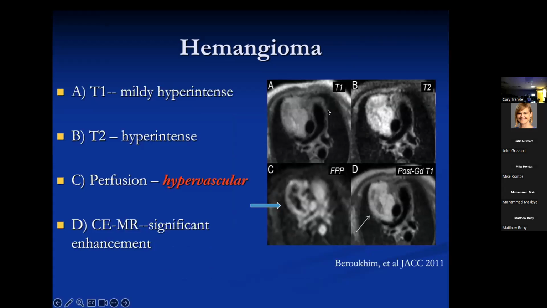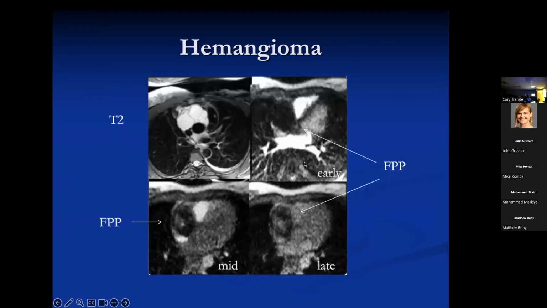This is from Barucham's paper. This is another case where it's iso, maybe a little bit brighter on T1, very bright on T2. Interestingly, hemangiomas in her experience, just like in ours, were hypervascular and perfused, and then had abnormal enhancement on post-gadolinium enhanced images. So this is the same experience we had.